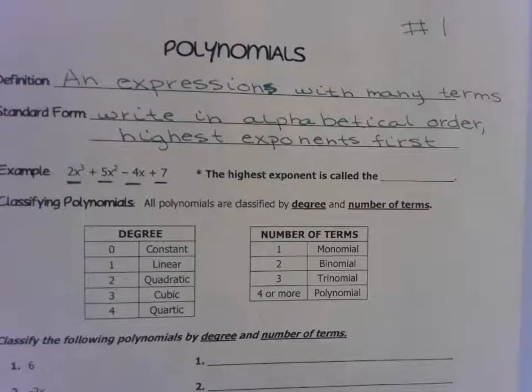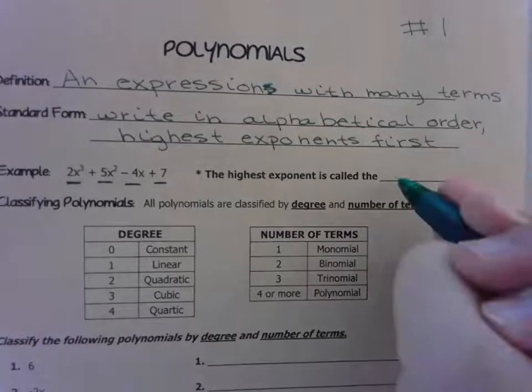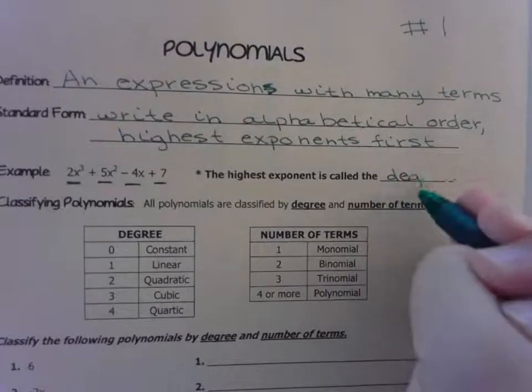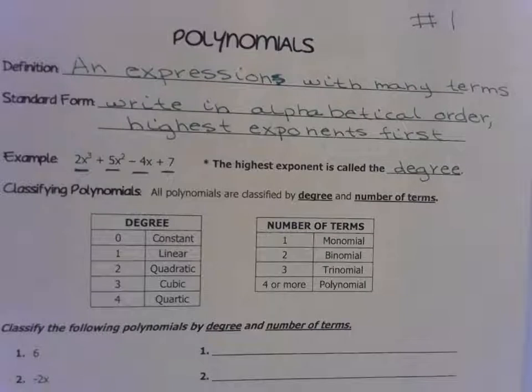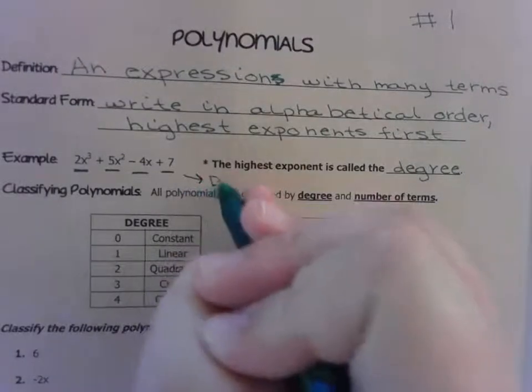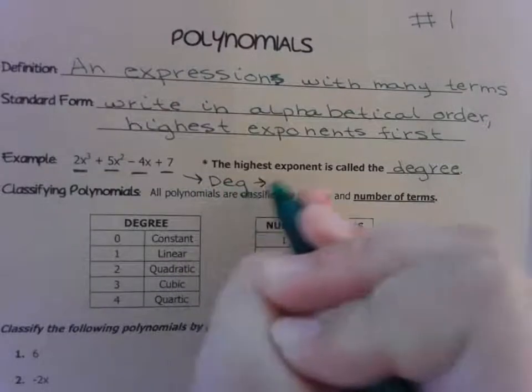Now the highest exponent has a special name, and that is called the degree. Okay, so the highest exponent you see in a polynomial is called the degree. Don't make it harder than it is. So the degree of this example is going to be what? 3. So the degree is 3.